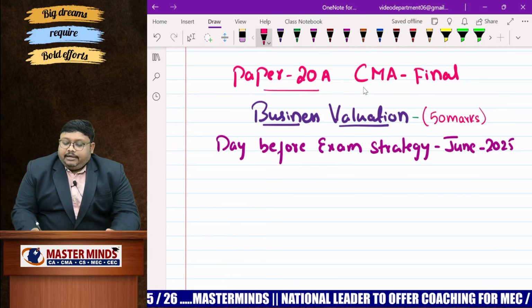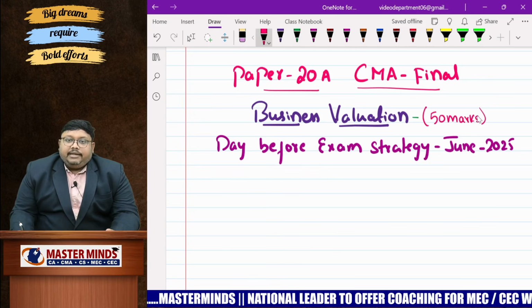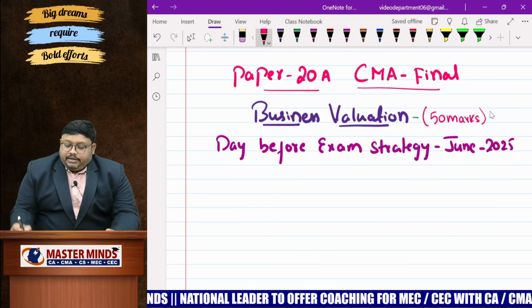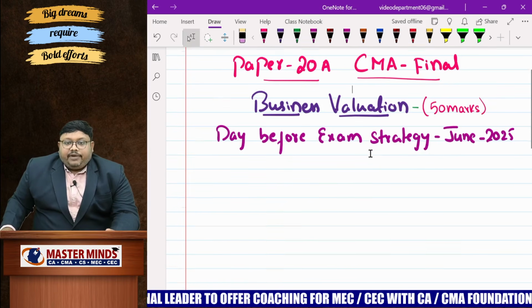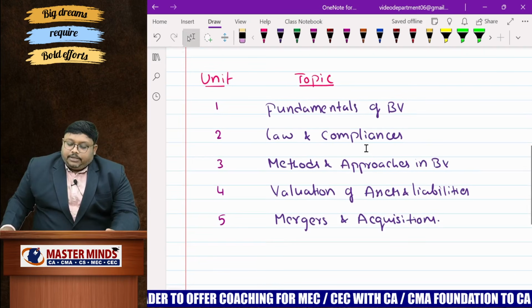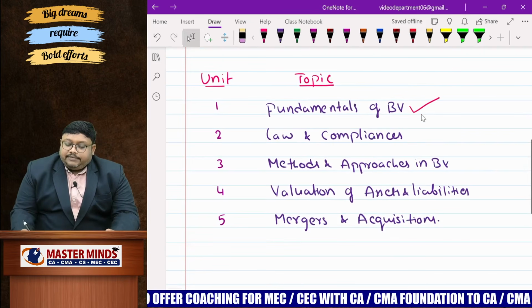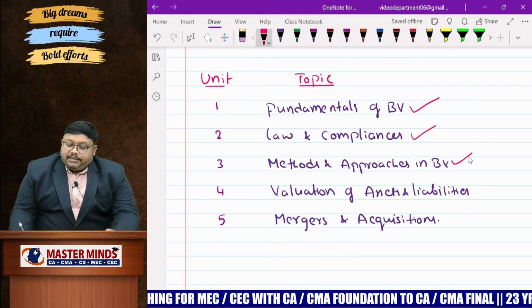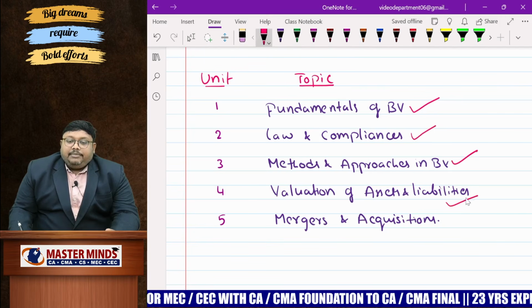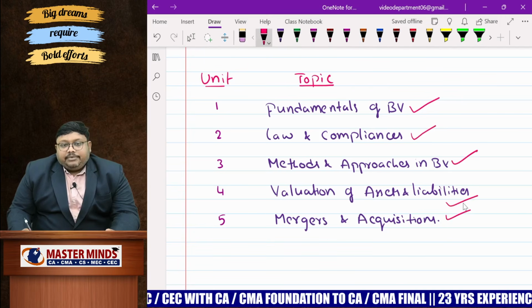So let us check from business valuation what are the main important topics that we are going to revise for the final examination. So let's go through it. In business valuation we have 5 units in total. One relates to fundamentals of business valuation, laws and compliances, and we have methods and approaches, assets and liability valuation, and mergers and acquisitions.